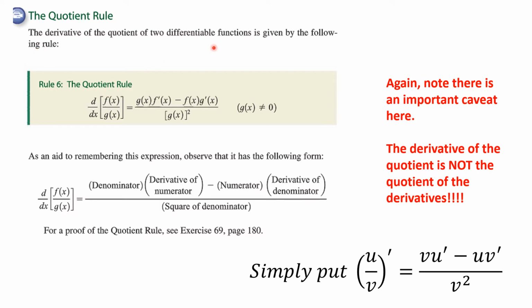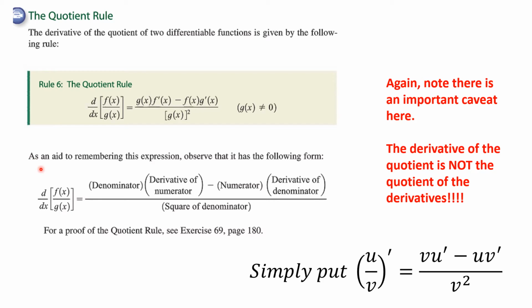The derivative of the quotient of two differentiable functions is given by the following rule. So the derivative of f of x over g of x is going to be g of x times f prime of x minus f of x times g prime of x, all over g of x whole squared, provided that g of x doesn't equal 0.